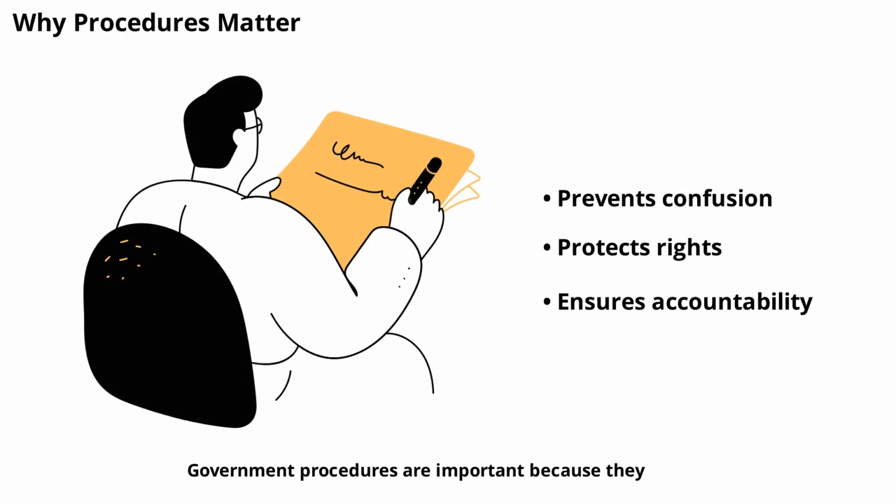Government procedures are important because they help prevent confusion and abuse of power. By having clear rules, everyone knows what to expect and how things should be done. This not only protects citizens' rights, but also helps government officials do their jobs more effectively.